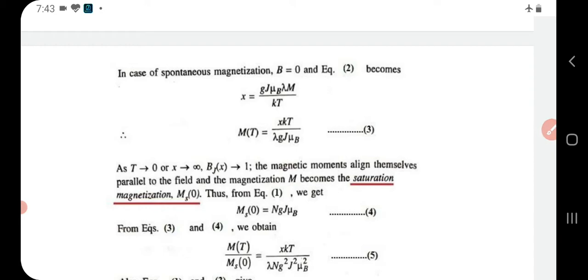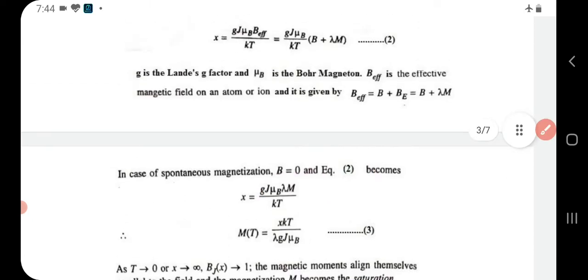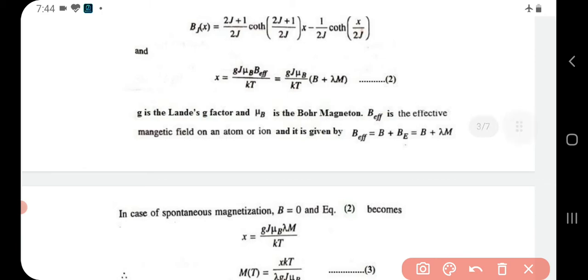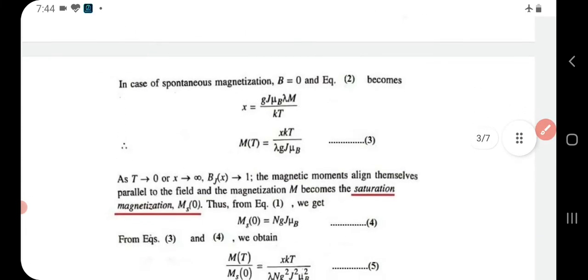In case of spontaneous magnetization, what is spontaneous magnetization? Magnetization in the absence of external magnetic field. So B will be equal to 0, right, in case of spontaneous magnetization. Now you substitute this value of B as 0 in equation 2. Then equation 2 will become, that is, x will become g J mu B lambda M by kT.